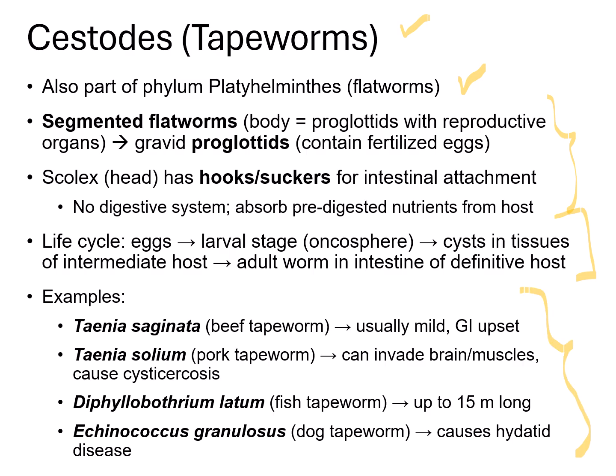Taenia saginata is the beef tapeworm and generally causes mild digestive upset. Taenia solium is the pork tapeworm and can cause a more serious condition called cysticercosis when larvae migrate to tissues like the brain. Diphyllobothrium latum, the fish tapeworm, can reach up to 15 meters in length, which is equivalent to almost 50 feet, so super long. And then our last one here, Echinococcus granulosus, is the dog tapeworm, and that can cause hydatid disease in humans.